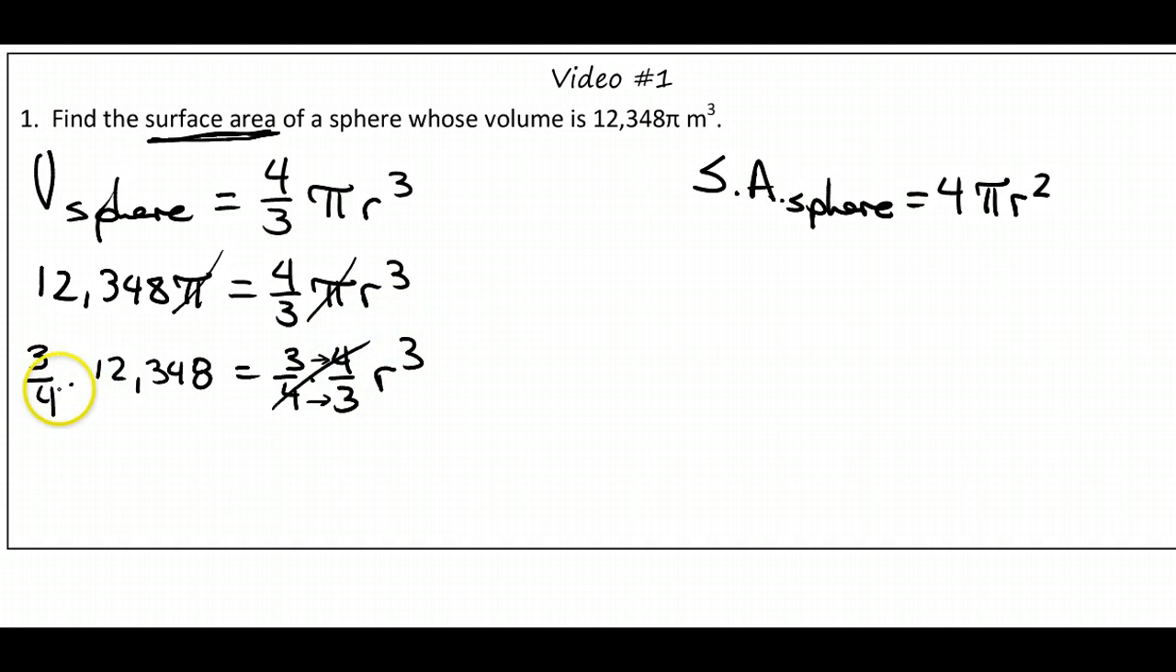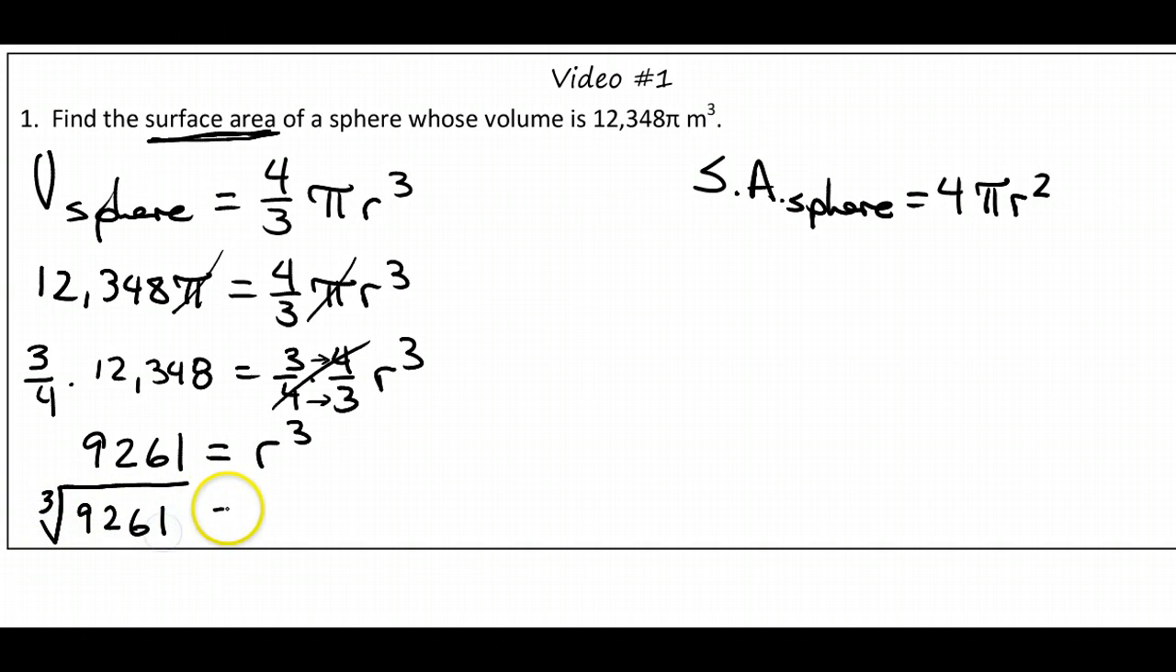And when we multiply 3/4 times 12,348, we end up with 9,261 is equal to r cubed. So in order to solve for r, we need to take the cube root of both sides. Cube root of 9,261 and the cube root of r cubed. And there's actually a cube root button on your calculator under the math menu.